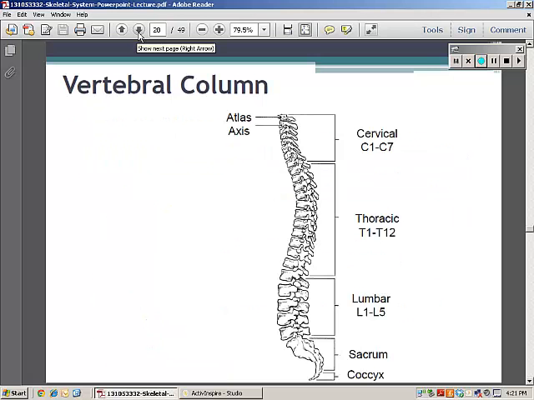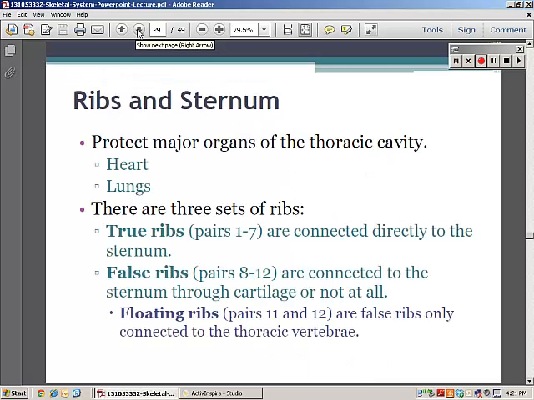And here is a picture of it as you see it. You can see the first 7 vertebrae are the cervical, of course the next 12 are the thoracic, and the 5 is the lumbar, and then we have the sacrum and the coccygeal after that. And like I said, you don't need to know any names of them except for the first 2, the atlas and the axis.